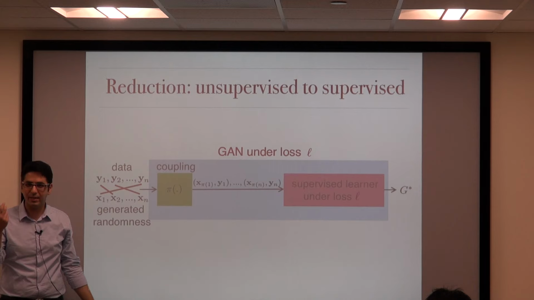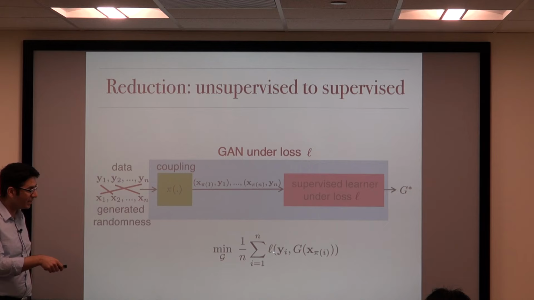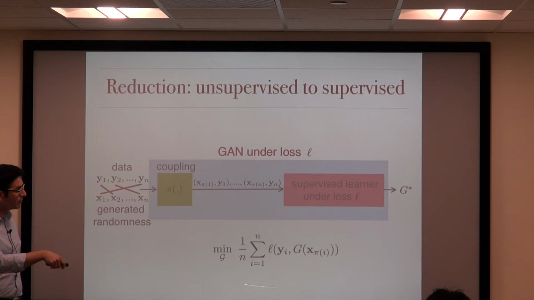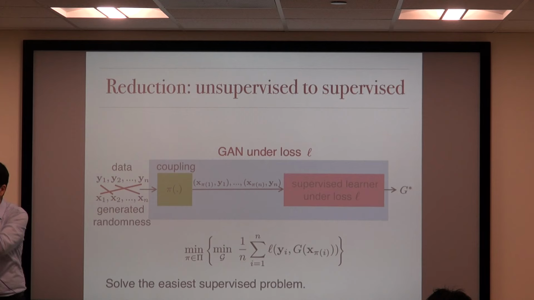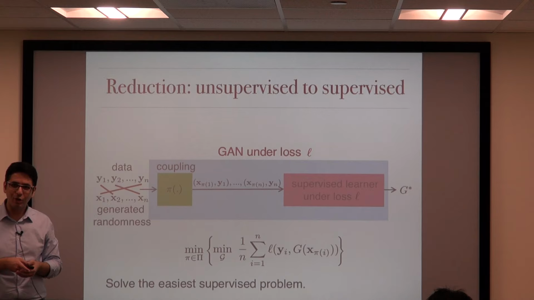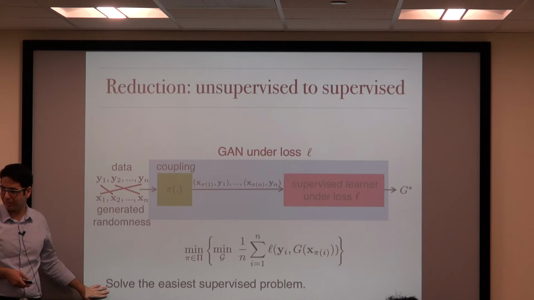Okay, so what is my optimization then? For any given coupling, I'm using a supervised learning optimization. I'm minimizing a loss between Yi and G of X of the one that is coupled to it, pi of i, and I'm picking the best G for this particular coupling. But in general, I'll even optimize over my couplings. I'll pick the best coupling that gives me the least amount of prediction loss. In other words, what I have done is reduce my unsupervised learning problem to a bunch of supervised learning problems, and I'm picking the easiest one for my optimization. Okay, good.